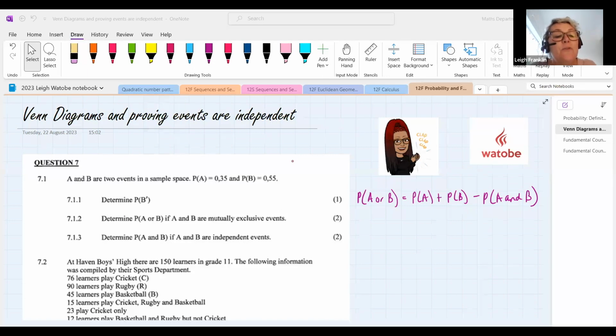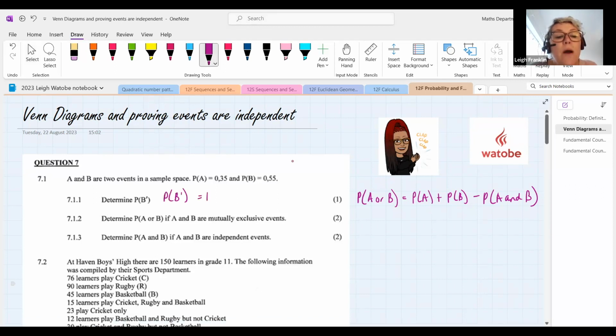But in the case of the first one, they want us to determine the probability of not B. Okay, so the probability of not B is going to be 1 minus the probability of B. So you can see over here, they've given us the probability of B, which is 0.55. So subbing in, we would say 1 minus 0.55, and that would give us 0.45, like so. Okay, oh, there we go, Luzo, it worked. Lovely, well done. All right, so 1 mark for that. That must just be for calculating the answer.